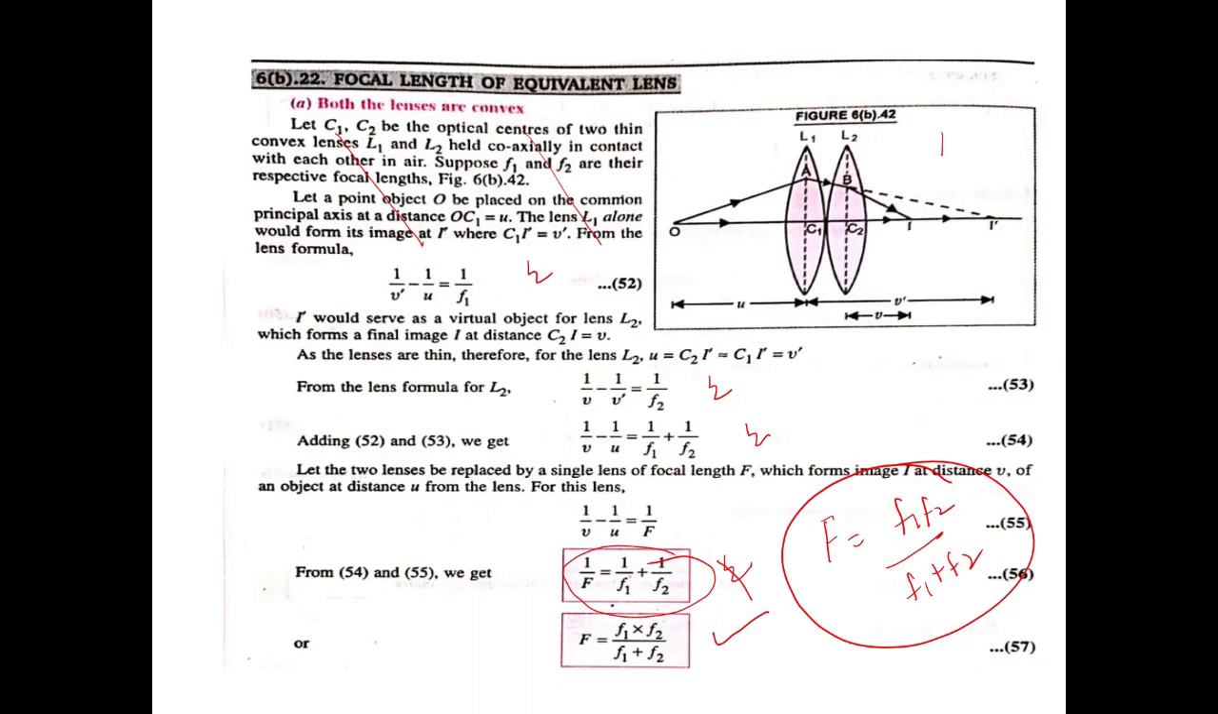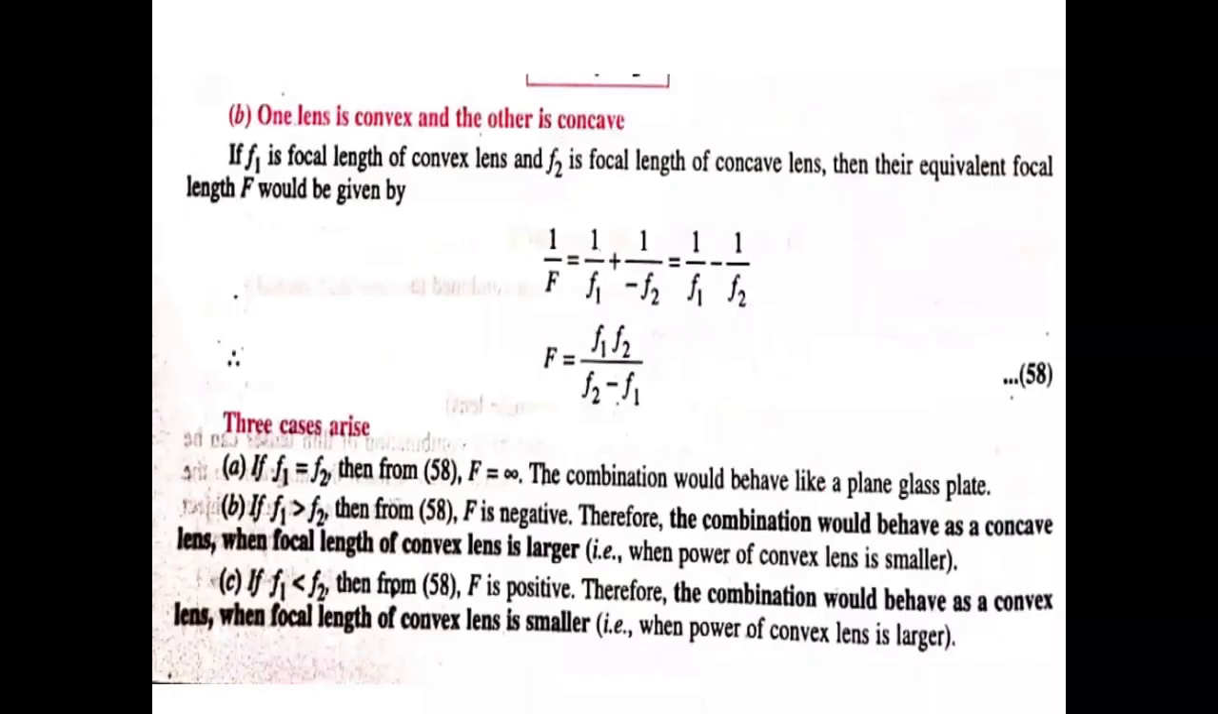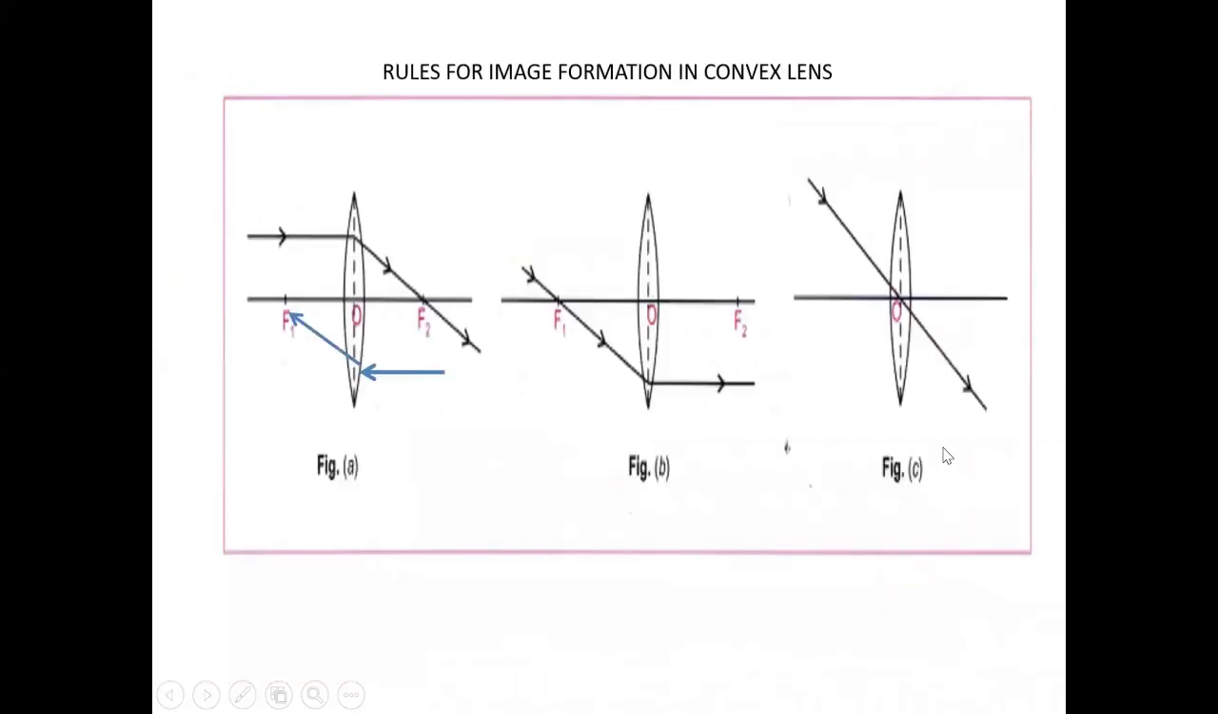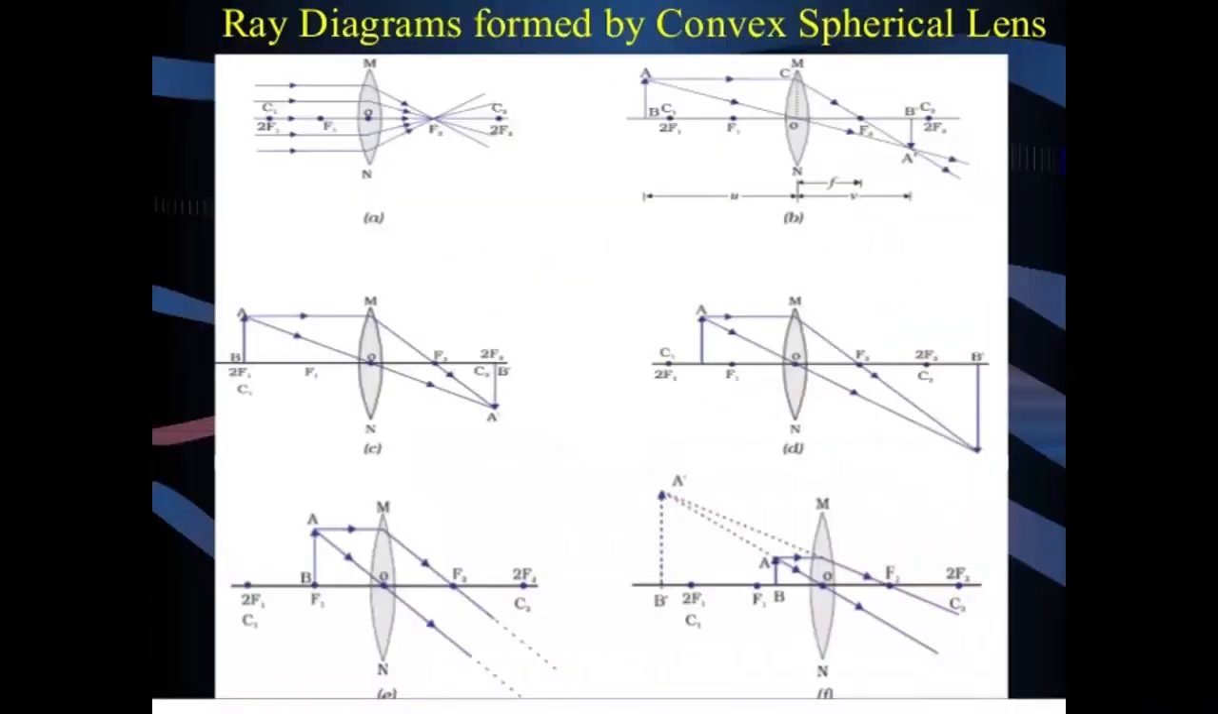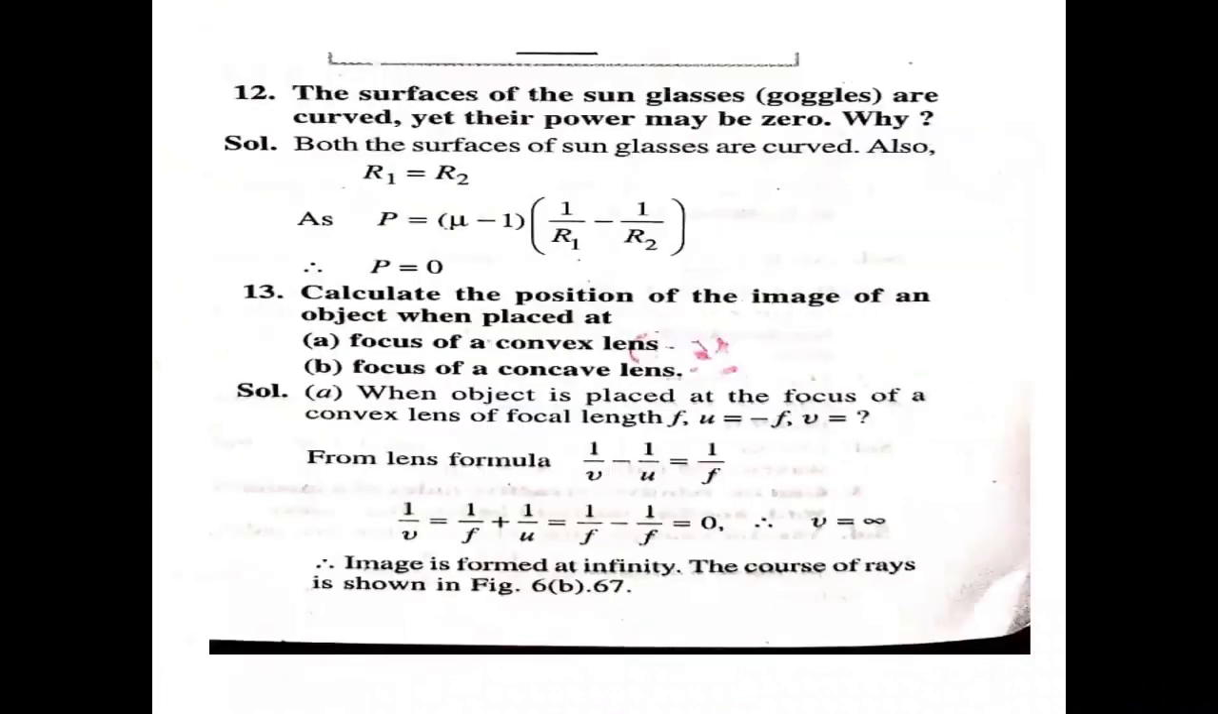Sometimes they ask: if one is convex and another concave, find the effective focal length of the combination. They know 1 by f is 1 by f1 minus 1 by f2. But if they write only this, they won't give the mark. They have to write F is equal to f1 f2 by f2 minus f1, because that is what is expected. All this we teach them.